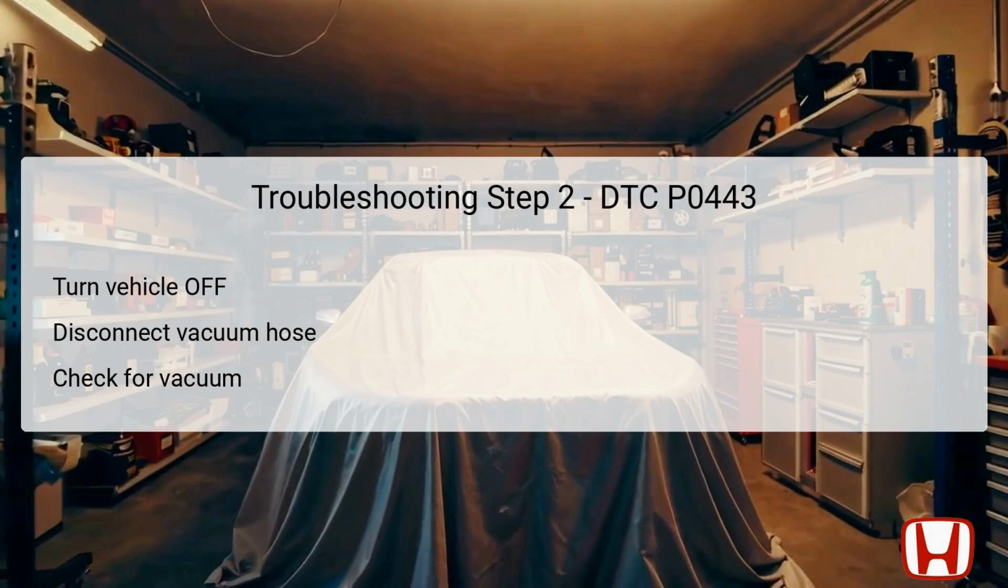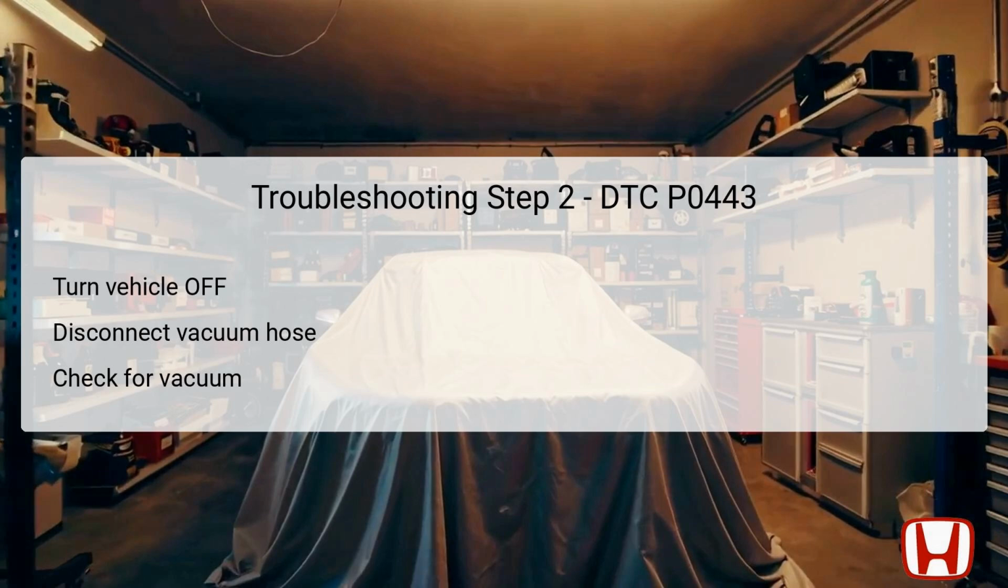Next, turn the vehicle to the off position, allowing the engine to cool down below 140 degrees Fahrenheit, 60 degrees Celsius. This is crucial to prevent any risk of burns or damage while performing diagnostics. Disconnect the vacuum hose from the EVAP Canister Purge valve located in the engine compartment. After that, connect a vacuum pump with a gauge to the valve to measure its performance accurately.